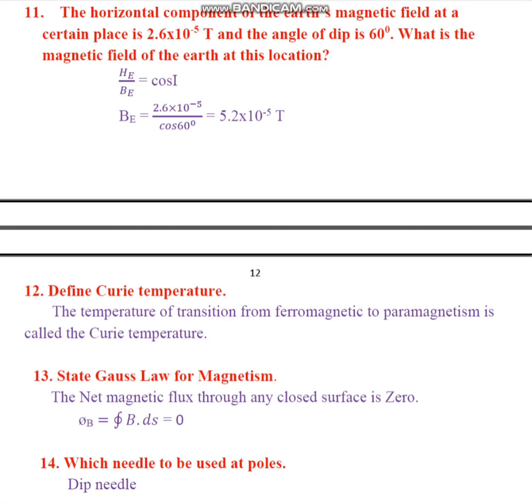And the 12th one, define Curie temperature. The temperature of transition from ferromagnetism to paramagnetism is called Curie temperature. And the 13th one, state Gauss law in magnetism. For magnetism, the net magnetic flux, phi suffix B, through any closed surface is 0. So phi B is equal to 0, or integration B dot dS is equal to 0. Which needle is used at poles? Dip needle is used at the poles.